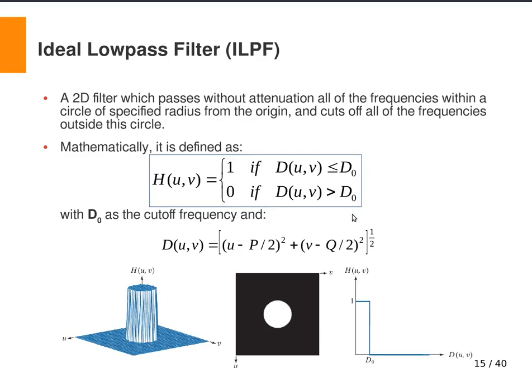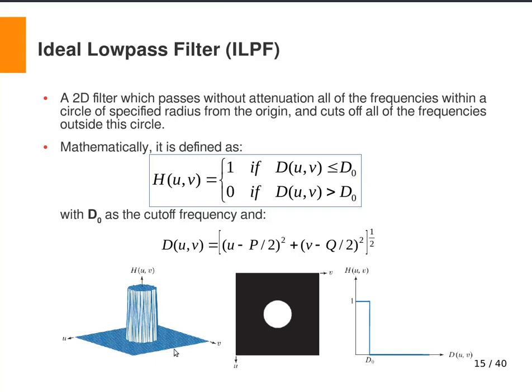As you can see, we have two unknowns here that we haven't defined before. One is D0, which is the cutoff frequency, and then we have this function D of u and v, which for the ideal low pass filter is defined in this form. If you look closely, you see this is representative of a circle equation centered at P over 2 and Q over 2, basically the origin of the frequency domain for the centered frequency response.